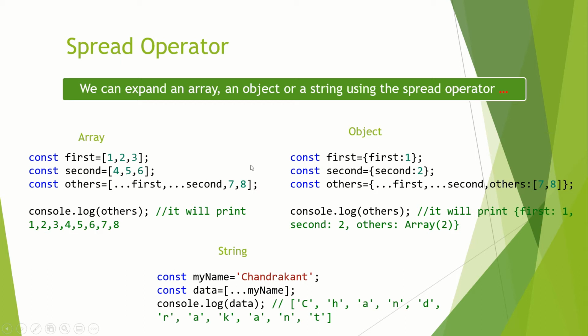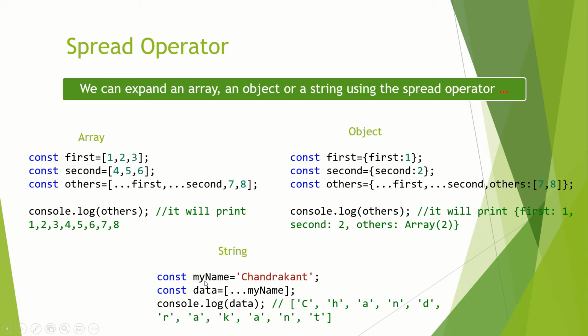Now in the same way you can use the spread operator in an object also. In the example you can see I have declared the first object with the value 1, the second object with the value 2, and I am combining these two into the others object. Using the spread operator I have used first and second, and others has its own array as a value. So when you print this others object, it now has 3 keys: first, second and others. So this way you can combine two different objects into one using the spread operator. Now in the same way we can use this spread operator in a string.